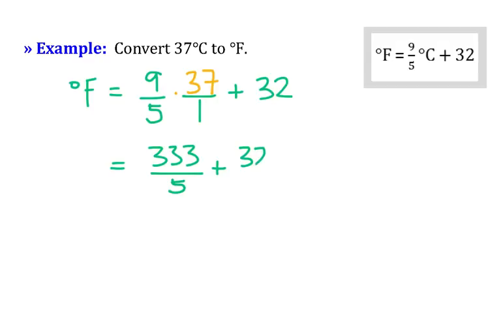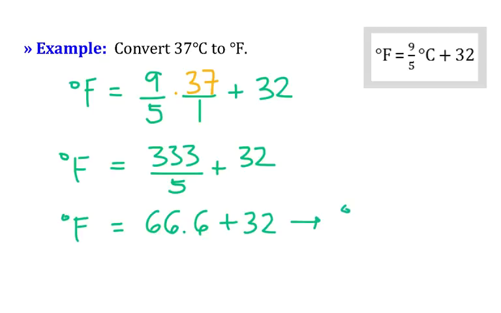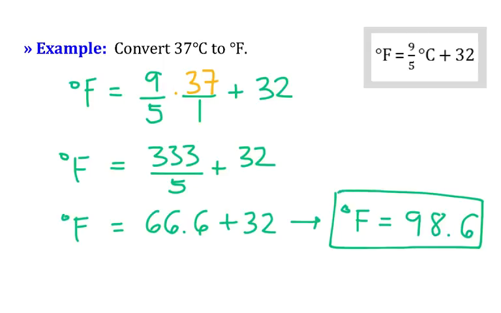We'll add on 32. It's pretty normal to give temperatures in decimals rather than in fractions. So if I take 333 and divide it by 5, I get back 66.6. And then I still need to add 32 to that. So it looks like our temperature in degrees Fahrenheit is going to come out as 98.6. So you might recognize that as kind of the normal human body temperature. And that implies that 37 degrees Celsius is approximately 98.6 degrees Fahrenheit.